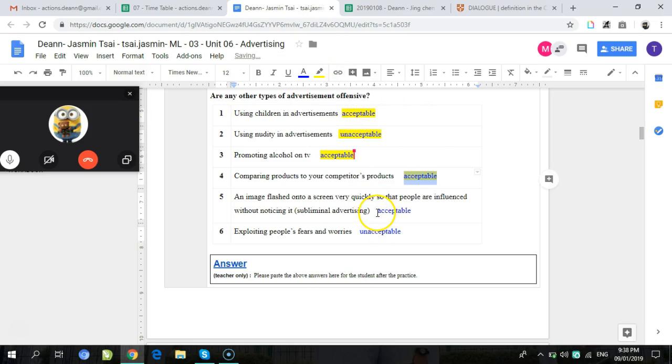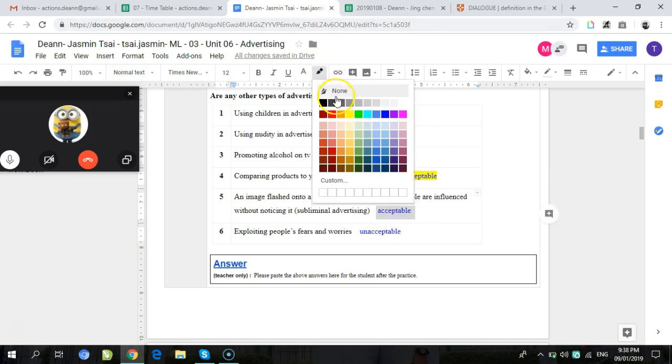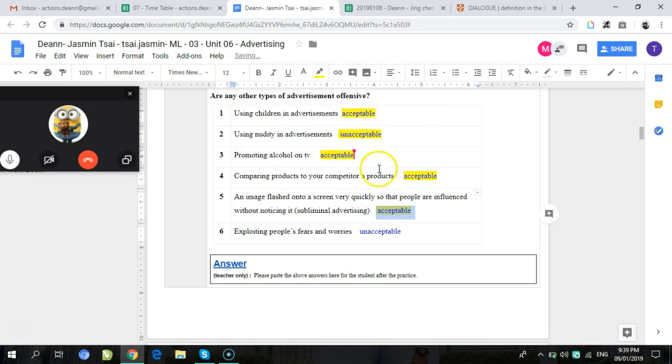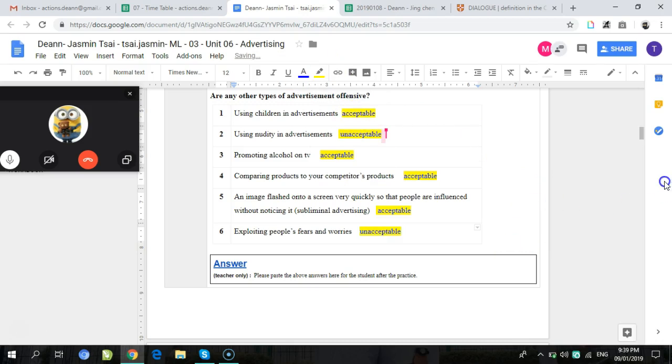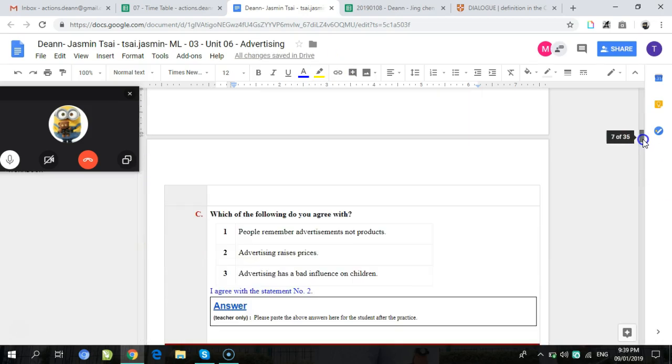Number two, actually, advertising raises prices. Number three, advertising would encourage children to do bad activities. Decide for your own which one is correct or not. So I would agree with this statement. Now, let us move on to letter C. Which of the following do you agree with? Number one.